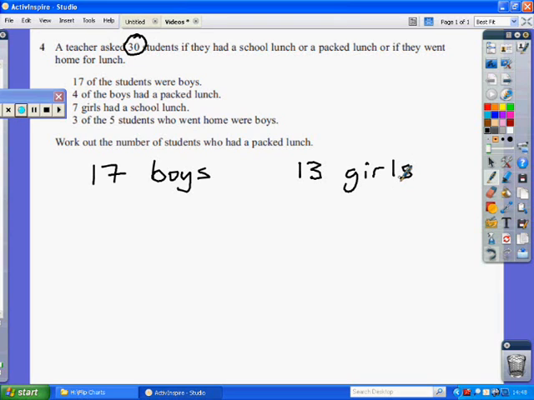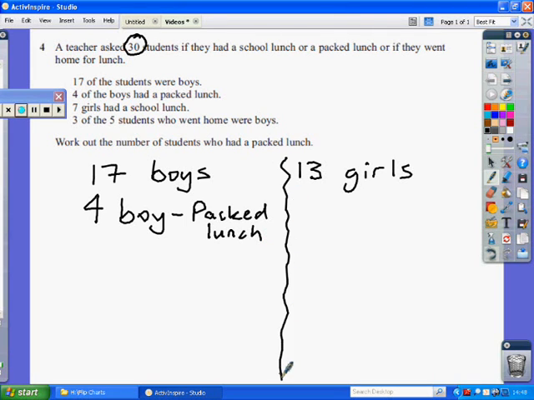Now, out of the information that it tells me, it says 4 of the boys had a packed lunch, so I'm just going to write down 4 boys had a packed lunch. And it also tells me that 7 of the girls had a school lunch. So I'm just going to split that up. So 7 girls had a school lunch. So I haven't actually written down anything that taxing yet.